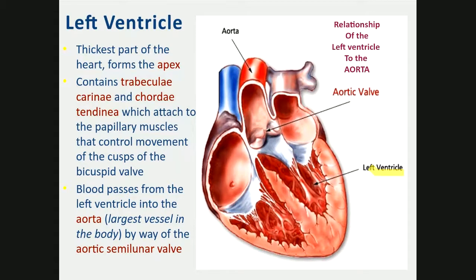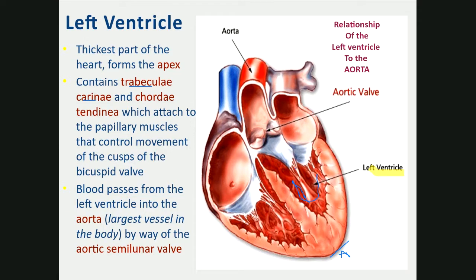So let's look at some of these anatomical regions. We already talked about how this is the apex of the heart. There's the trabeculae carneae. You can see it in here. Okay, it's kind of like an irregular pattern. We can see the chordae tendineae, which connects to the papillary muscles in the bicuspid valve.